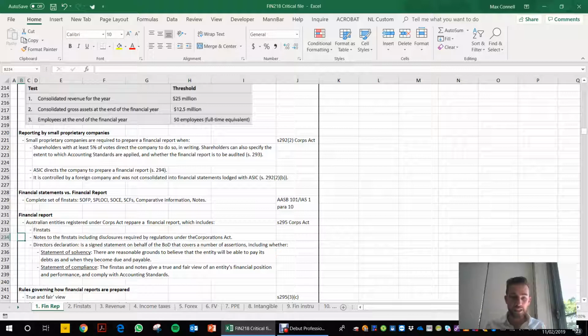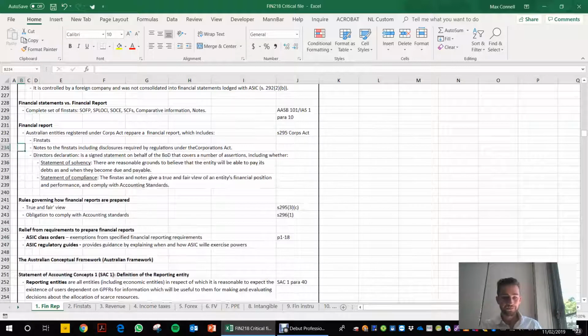So it needs to have everything that we mentioned before in the financial statements. It needs to include notes to the financial statements, including disclosures required by the Corporations Act. And it needs to include a director's declaration, which is basically a statement signed on behalf of the board which covers a number of assertions, including a statement of solvency, i.e. that it will pay its debts when they become due and payable, and also the statement of compliance, so that the financial statements give a true and fair view of the entity's financial position.